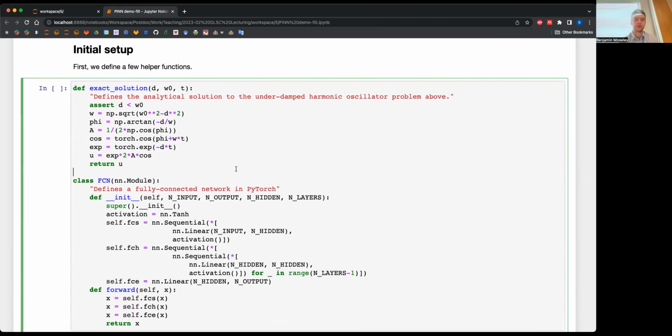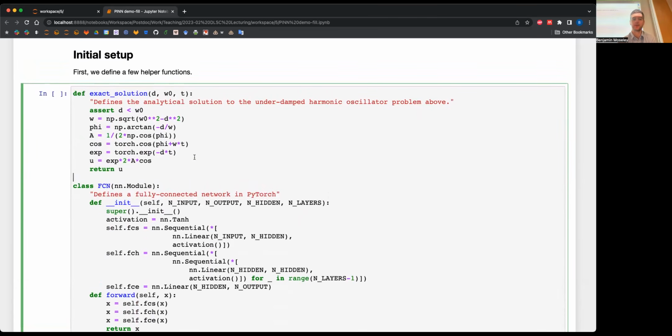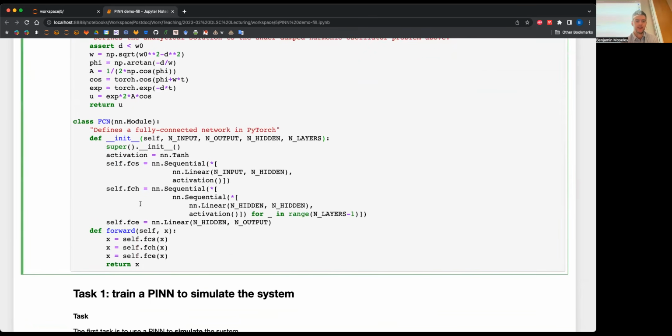Okay, so we just need a couple of initial setups of the code. First is a simple function that defines what that exact solution is, just so we can see how well the PINN's doing. The second one is defining a standard fully connected neural network in PyTorch. I'm not going to explain exactly how this works; hopefully you understand this from the previous tutorials. But one important thing is we have a tanh activation function here.